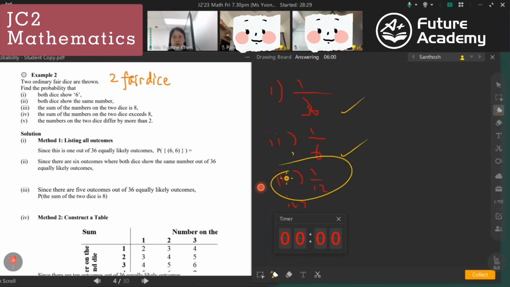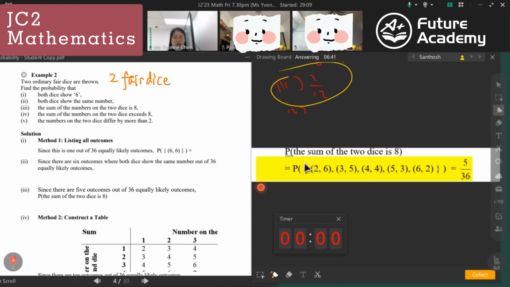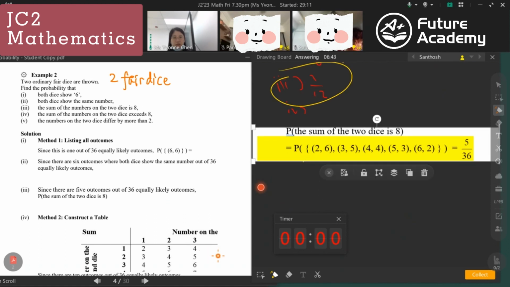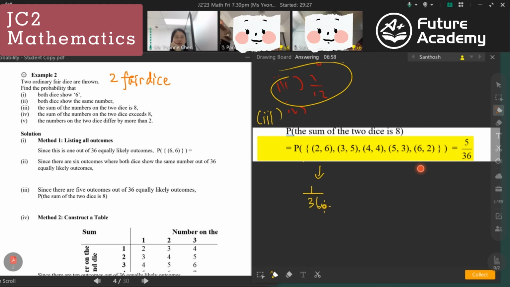Santosh, your part 3 is not exactly correct. I put the answer on your board for part 3. You can list down the combinations. These are the possible combinations for part 3: it is either 2, 6, or 3, 5, or 4, 4, or 5, 3, or 6, 2. Each one is 1 out of 36. Then we have 5 such combinations. Therefore, it's 5 out of 36. Can you understand, Santosh? Okay. So now we look at 4 and 5, Santosh.